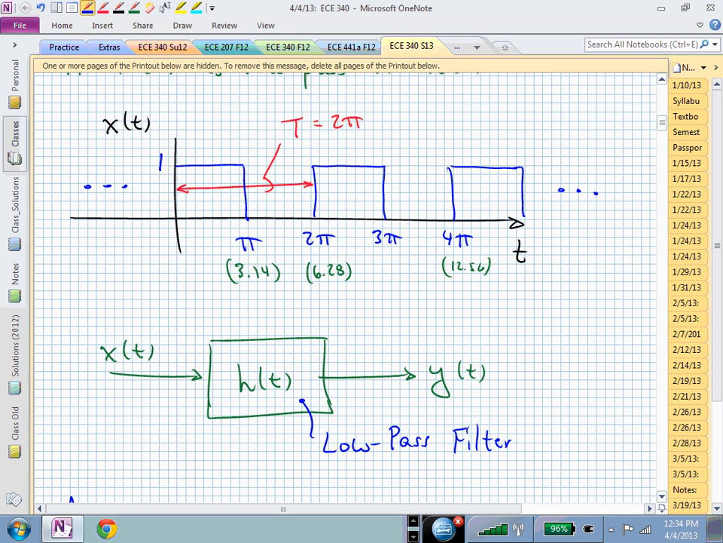Now, could you do this based on the tools that you now have in your toolbox in this class? What's the brute force way that you could figure out y of t? Convolution. You could do the convolution problem, couldn't you? If somebody gave you a low-pass filter, you could find that system's impulse response, h of t, and convolve it. What does the impulse response of a low-pass filter look like?